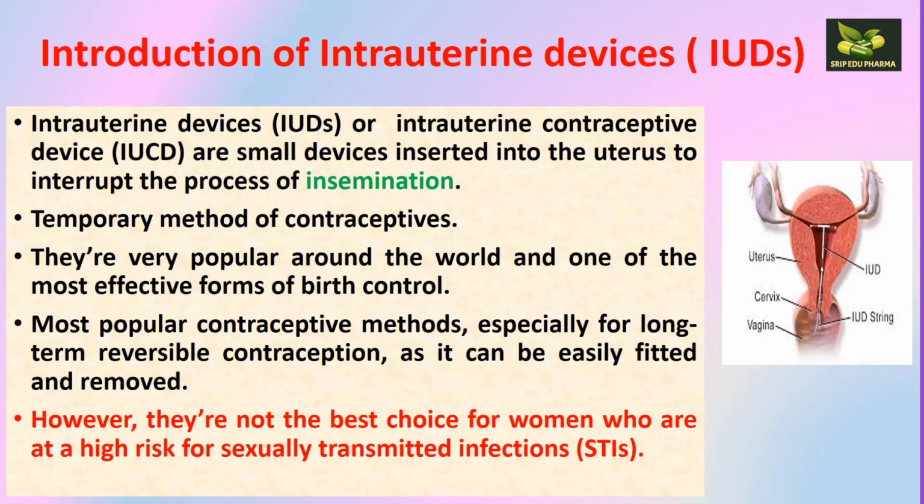It is called a temporary method because it is inserted for a particular time duration, and when the person wants to stop, they can remove it, and it does not affect the fertility. Further, if they want, they can go for childbirth again. So it is a very popular method as it is long term, reversible contraception, and it can be easily fitted and removed. We just have to take care that if there is a sexually transmitted infection in any woman, then in that case these methods are not suitable or not of choice.